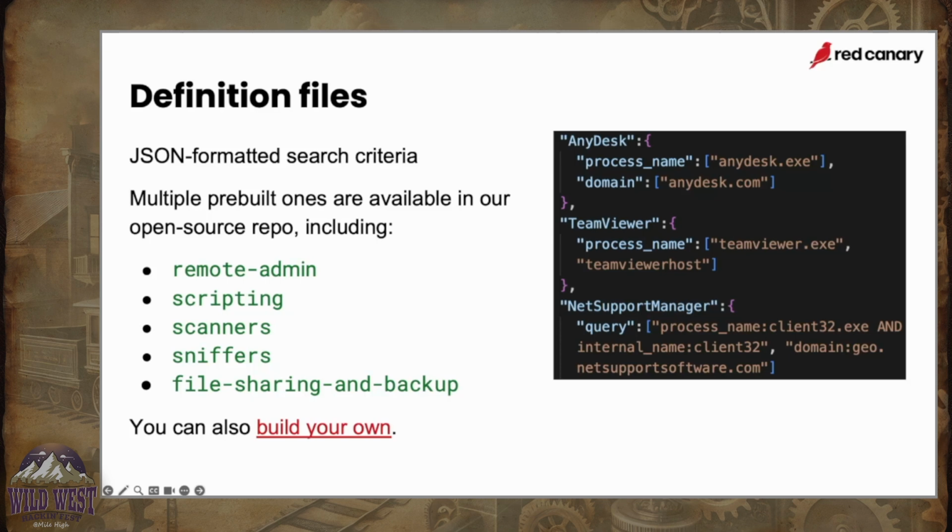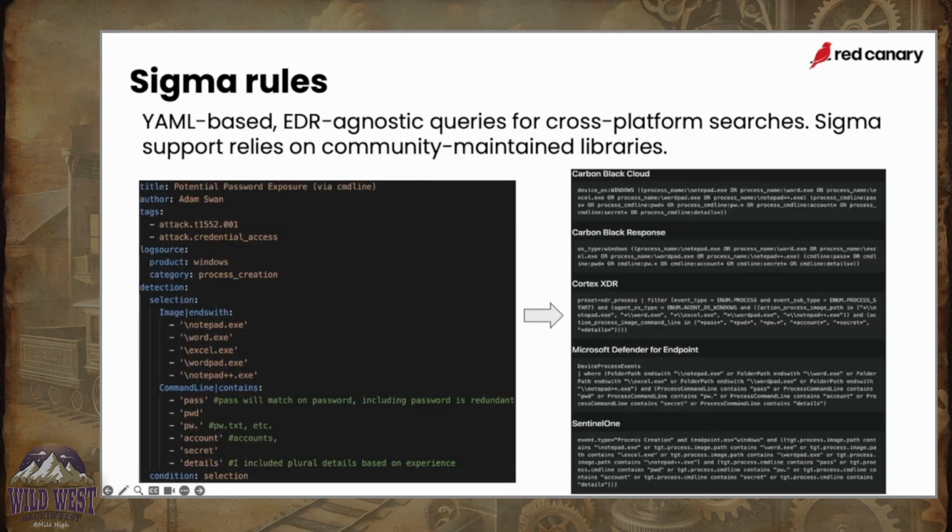All right. In addition, definition files are custom made, right? They are custom rule logic. But what's more familiar to a lot of us here are Sigma rules, which are EDR agnostic queries for cross-platform searches. And the example that I have here is a Sigma rule from Adam Swan, where we're looking for potential password exposure via the command line.